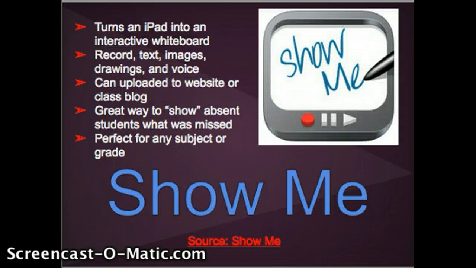Show Me is also an app in which you can turn your iPad into an interactive whiteboard, and you're able to record voice, insert text, drag images, and add drawings, and that can in turn be uploaded to a website or a class blog as a video, which is a really great way for absent students to be able to see what the lesson or the lecture was about that day.